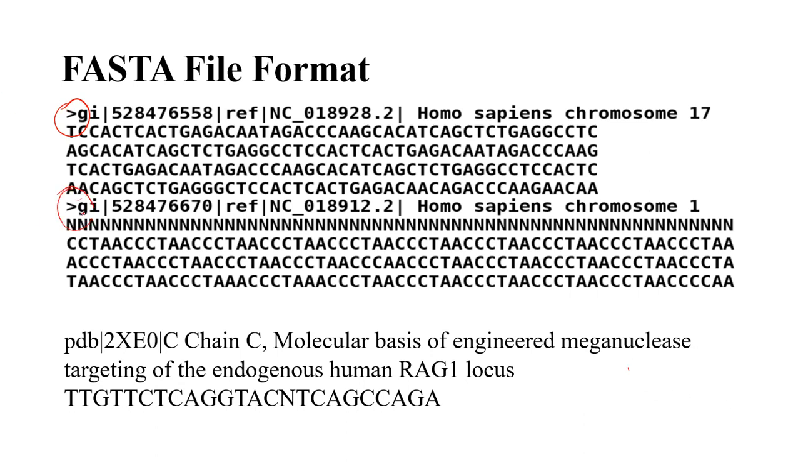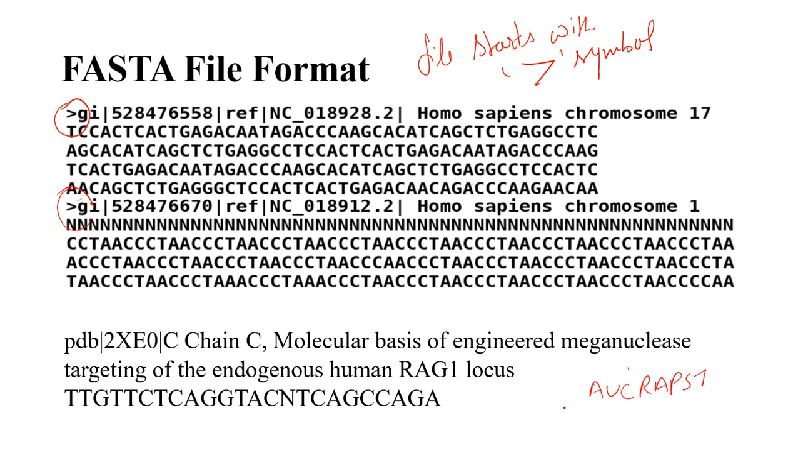See here, this is also a FASTA file. Whenever a file starts with a greater than symbol, that is known as FASTA file format. Anything you can represent, either it is an amino acid, a protein file, an RNA file, a DNA file, whatever it is. Suppose it is AUCRAPST, this is not FASTA format. As soon as you add the greater than symbol, this file turns into the FASTA file format. So this is the simplest file format.